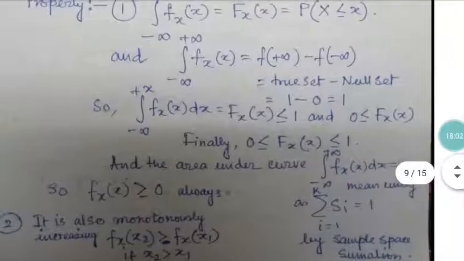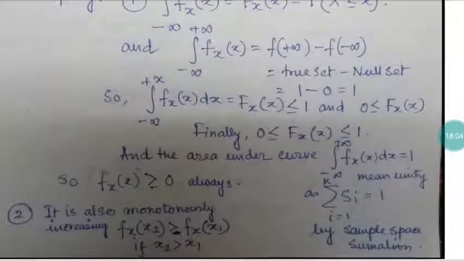Therefore it is monotonically increasing in nature. If F of x2 is greater than F of x1, then obviously x2 is greater than x1, so it is monotonically increasing in nature. This should be the property of the PDF, and also the particular value I discussed under property 1, that it must fall in the range of 0 to 1.